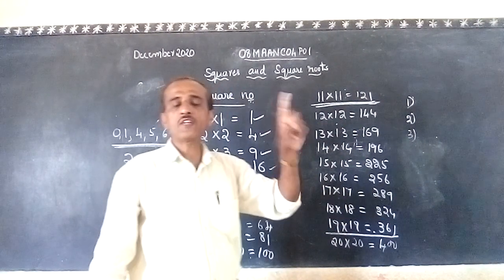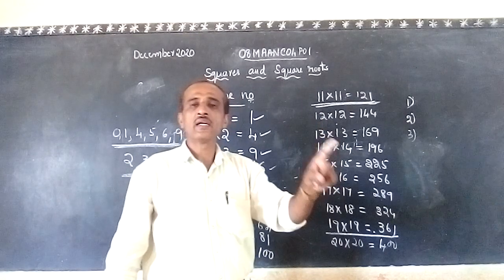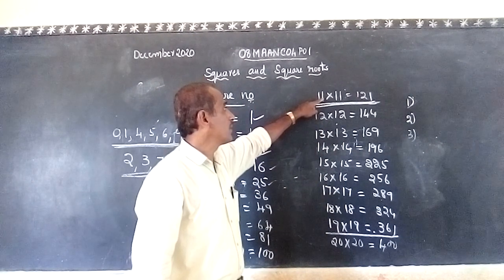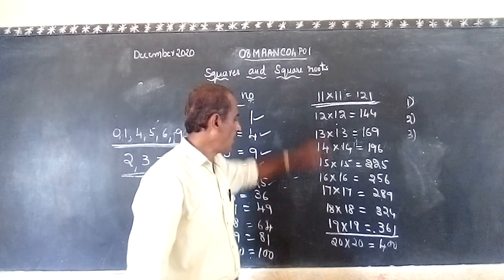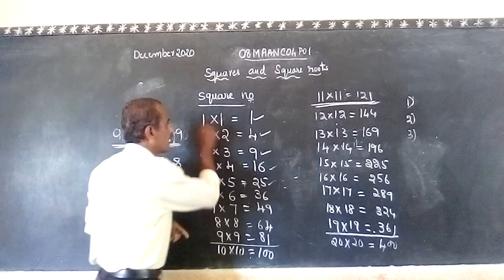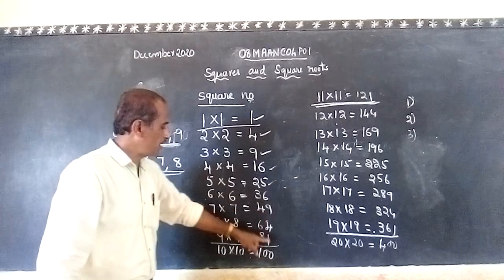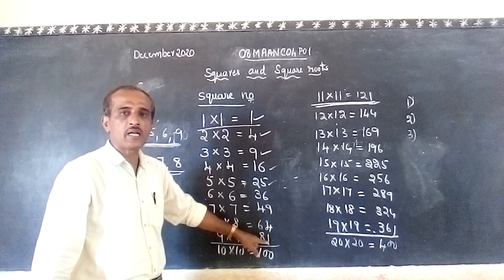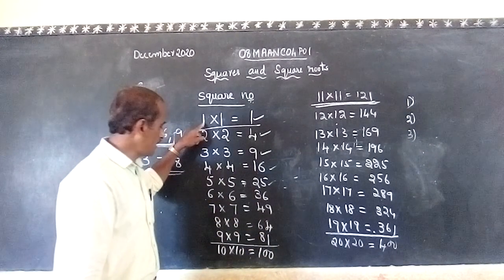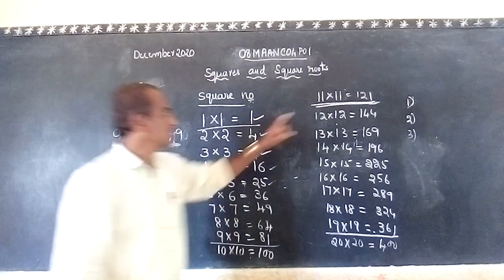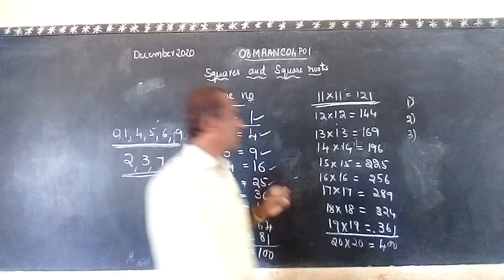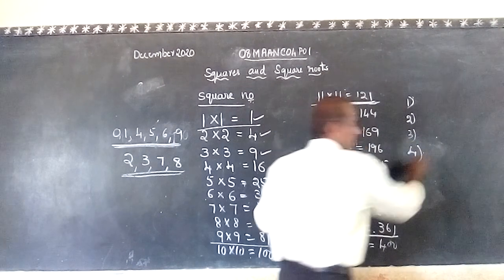So if a perfect square ends with 1, then it is the perfect square of a number having 1 or 9 in the unit place. See here also, 1 or 9. A perfect square number ending with 1 is a perfect square of a number having 1 or 9 in the unit place. That is another property. Look at the next property.